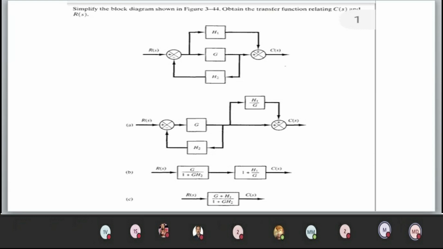You have one feedback path and one feed forward. Now, kindly understand, if it is a straight line, replace by 1. Don't replace by 0. It becomes a big blunder. If it is a straight line, take it as unity. If you put 0, it means that you don't have any path at all. So H1 by G plus 1. So this is one block.